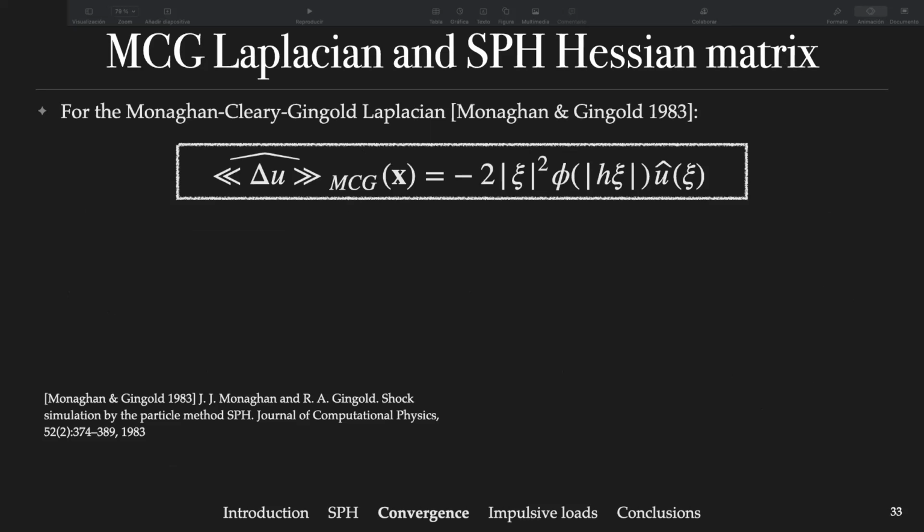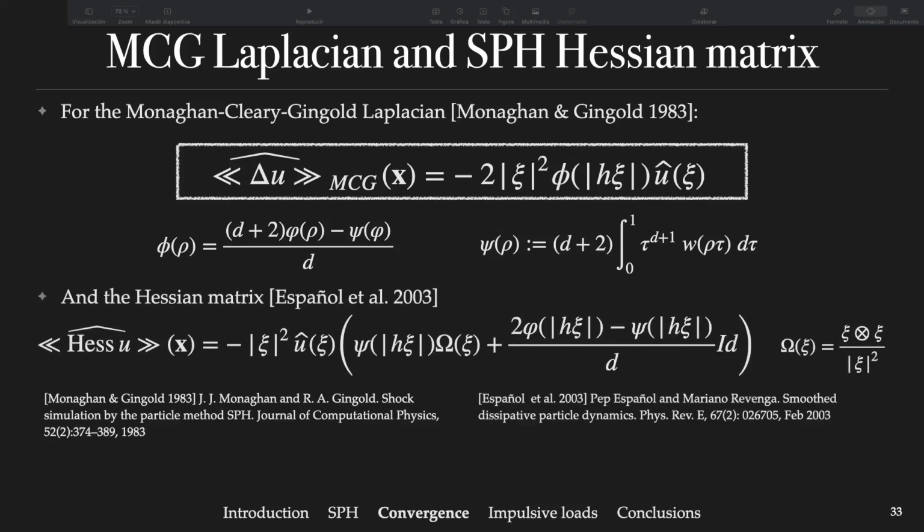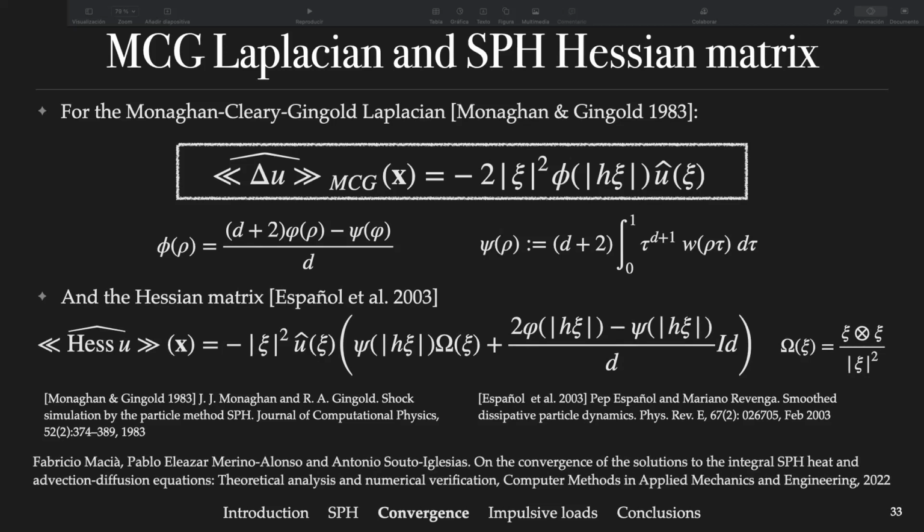Now, in the case of the Monaghan Laplacian, we obtain this expression for its Fourier representation. Here, the function phi is a different one, but there is also our already known phi involved there, as well as this other function that appears in the function phi of the Monaghan Laplacian. Now, for the Hessian matrix, in the version presented by Español and Revenga in 2003, the Fourier representation has also been obtained. I won't be discussing the obtention of these terms here. The details are in chapter 7 of the thesis, and they were also published in the following article in the journal Computer Methods in Applied Mechanics and Engineering last year.